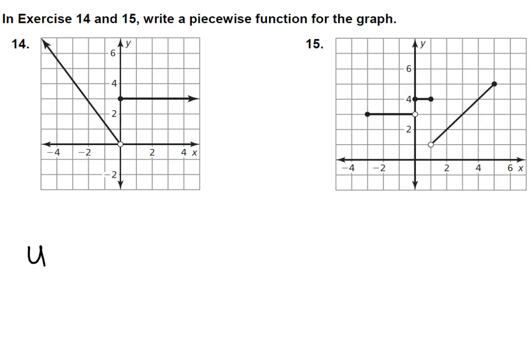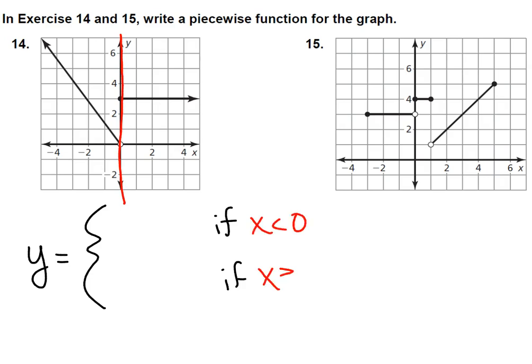And so you would set up y equals, draw your brackets, and be ready for your ifs at the end. We can see the dividing line right here is at 0. So one is going to be if x is less than 0, and the other one's going to be if x is greater than or equal to 0. And I decided whether or not they were equal to based on the solid dots and the open dots.